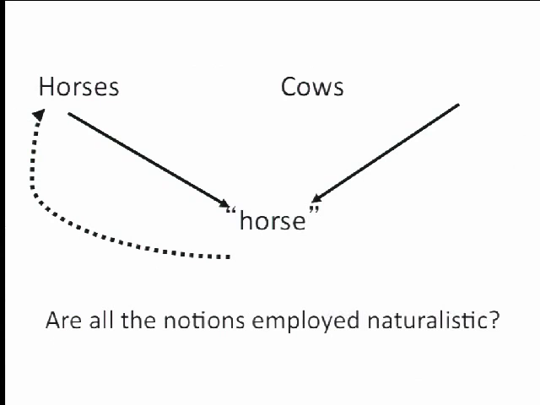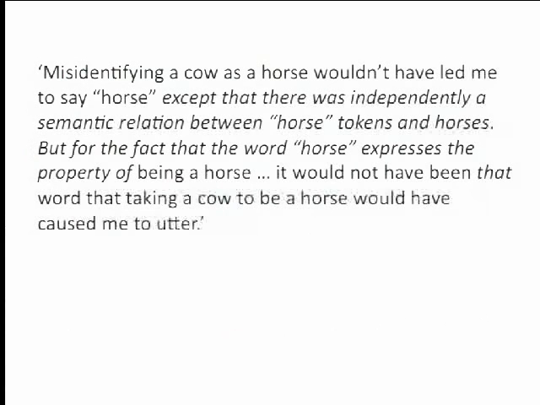The trouble is, and it took me a little while to see this, but many of the questions last time are actually homing in on the comment I want to make now. Here's how Fodor explains the asymmetric dependence. And it's actually very like the way I was explaining it last time. Misidentifying a cow as a horse wouldn't have led me to say horse, except that there was independently a semantic relation between horse tokens and horses.